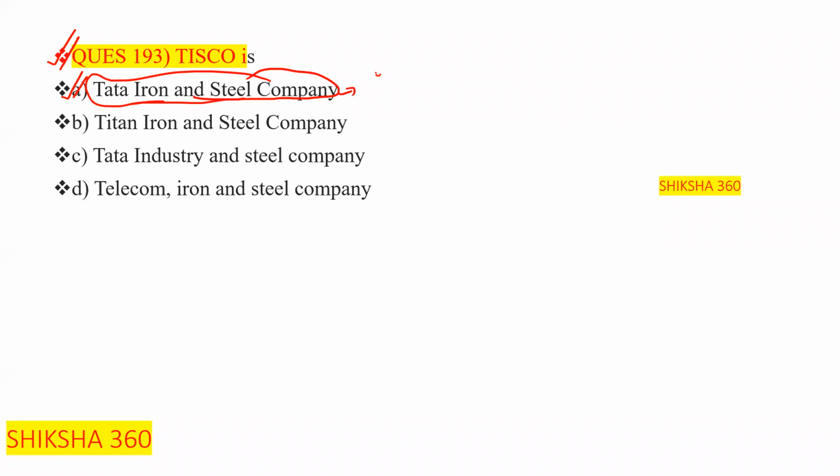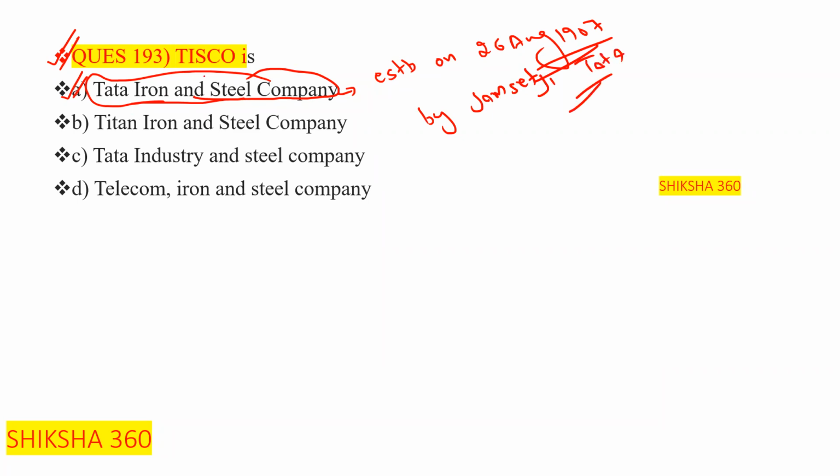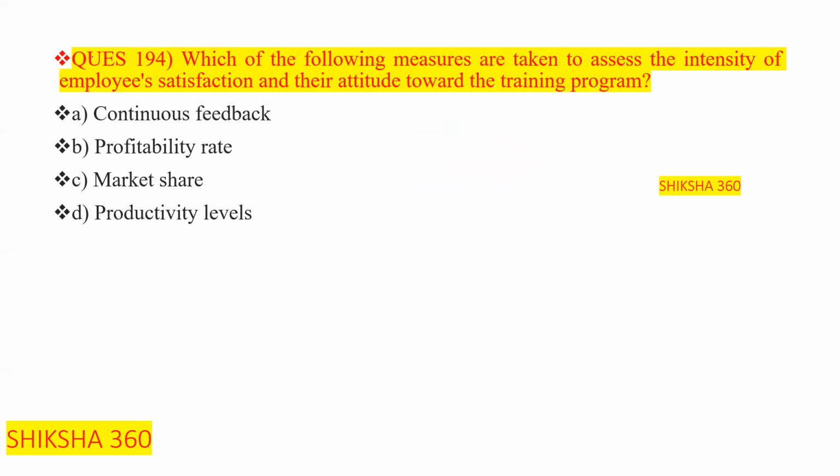Basically this company was established on 26 August 1907 by Jamshedji Tata. Tata Iron and Steel Company, TISCO. I think this company was established in Jharkhand. Exactly, I don't remember, but I think this is in Jharkhand. Now move to the next question.